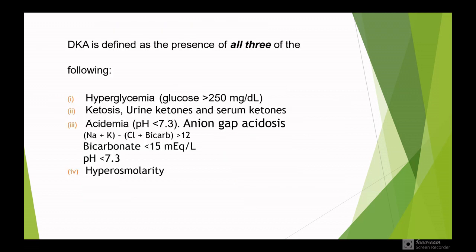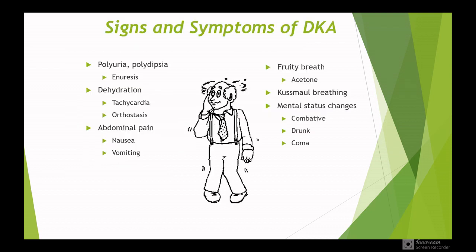We can say DKA, diabetic ketoacidosis, is defined when three presentations are there, and we can also add hyperosmolarity. The main three components that lead to DKA are hyperglycemia, where blood glucose level is more than 250 mg per dL, and ketosis, where ketones are present in urine and blood, and acidemia, where pH is less than 7.3. Bicarbonate would be less than 15 mEq per L. And hyperosmolarity I am keeping as a fourth point because the three above points are more important.